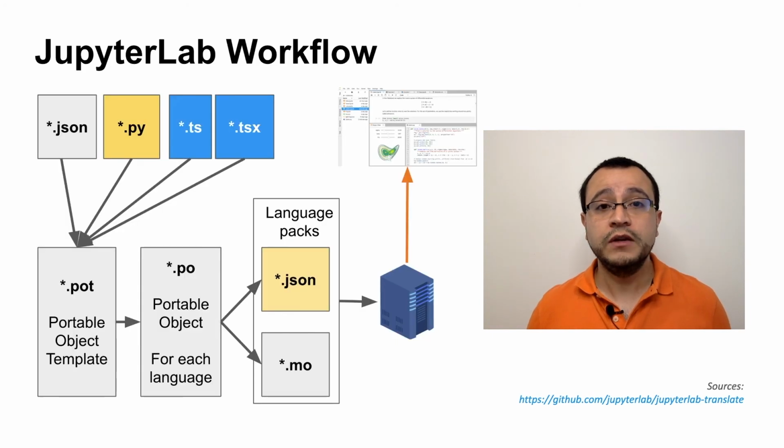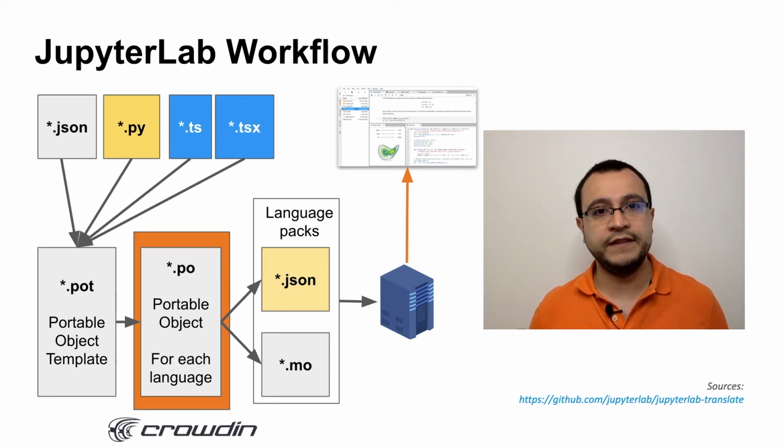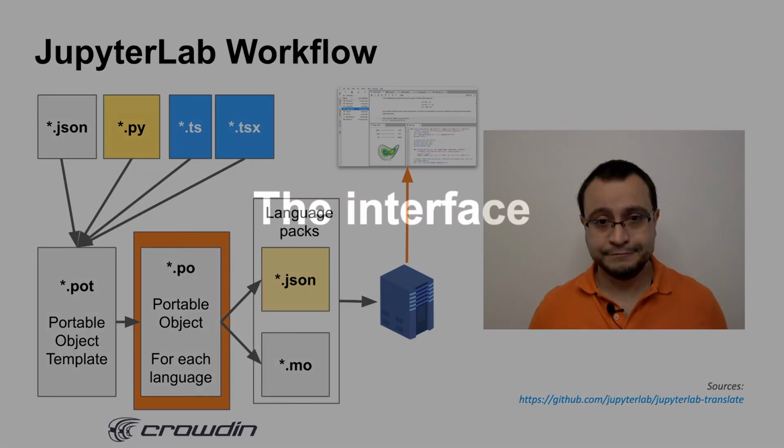Revisiting the workflow, now we can see that the JupyterLab Translate package is in charge of all the gray arrows. And you may be wondering, okay, so where is Crowdin fitting? Well, Crowdin fits with the portable objects and the direct integration with GitHub. Having seen this, it's now time for a short demo.